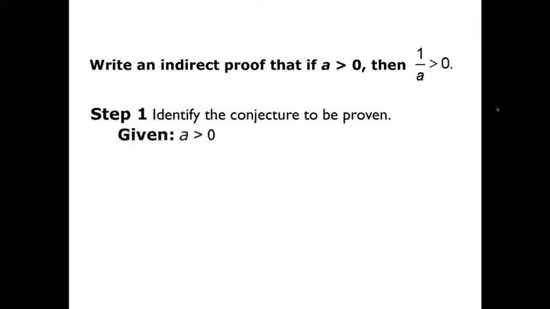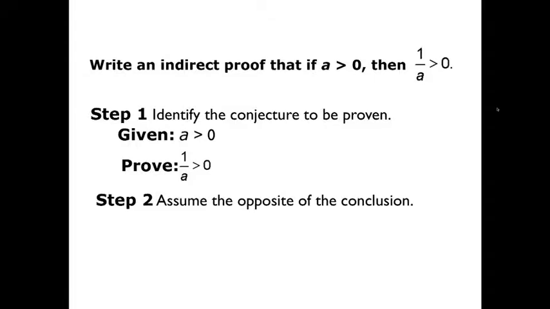Okay? So we're given that a is a positive number. We're trying to prove that means the reciprocal is positive. So we're going to assume that the reciprocal is not positive. Well, if it's not positive, then either it's 0 or it's negative. So I can take care of both of those by just saying it's less than or equal to 0. So I'm going to assume that the reciprocal is less than or equal to 0, and I'm going to show that that causes a contradiction.